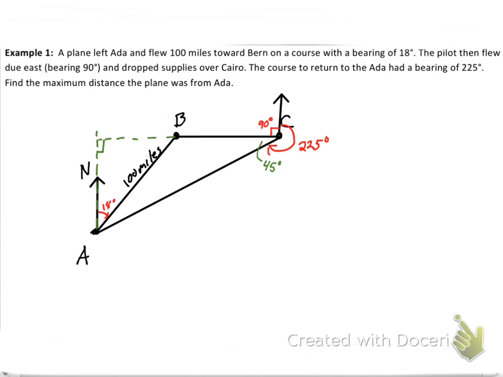We know this is 90 degrees. We know this is 18 degrees, right? And we know a triangle is 180 degrees. So we do 180 minus 90 gives me 90, minus 18 gives me 72. So this guy right here is 72 degrees, which means this guy right here has to be 108 degrees.